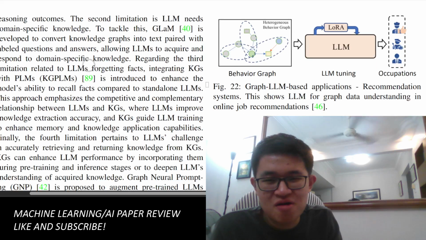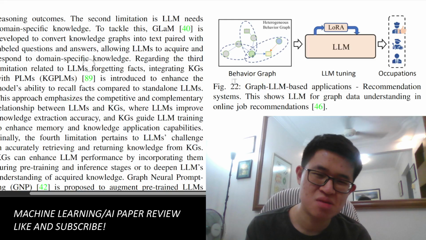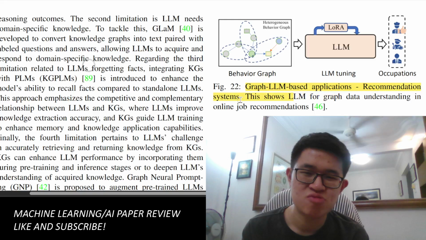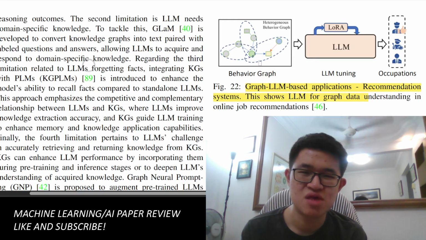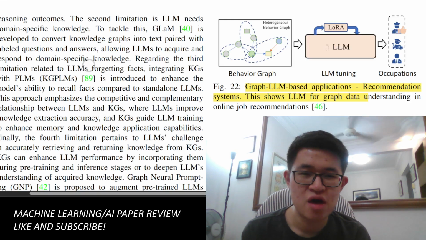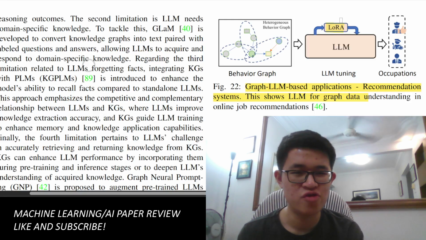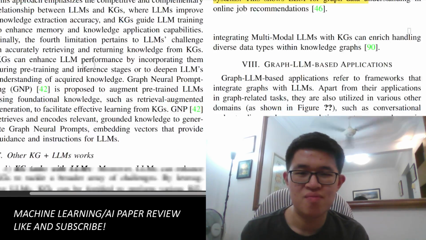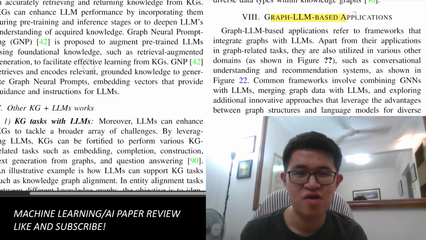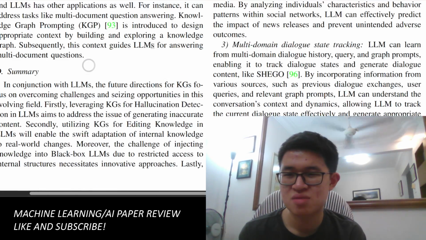Anyway, obviously they mention a lot of different approaches. Okay, here, figure 22. Graph LLM based applications, recommendation system. Essentially, if you have some kind of graph data from your company or whatever, you can feed it into the LLM and then fine tune it by using low rank adaptation, so that you can fine tune it without having to empty your wallets for those GPUs. And graph LLM based applications. Okay, so this paper is incomplete. Double question marks.